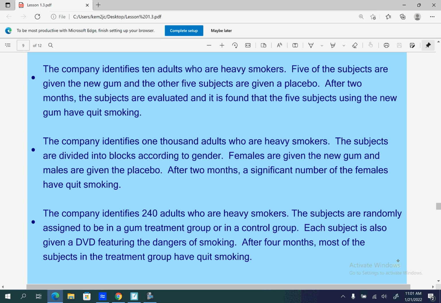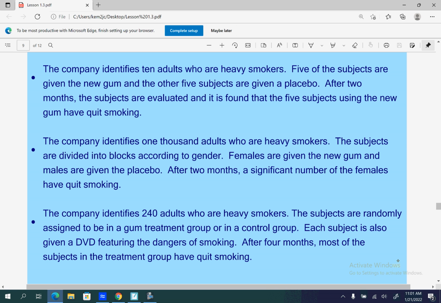Company identifies 1,000 adults. Now it's a little bigger. The subjects are divided into blocks according to gender. Female are given the gum. Males are given the placebo. After 2 months, a significant number of the females have quit smoking. It could have different effects based on gender, so you have to do it more randomly.